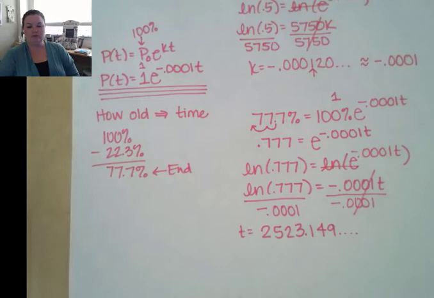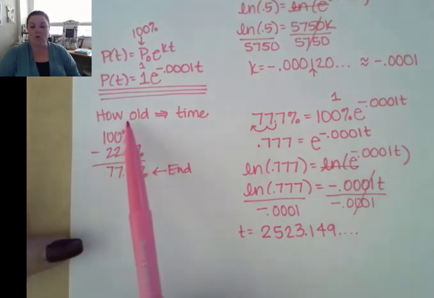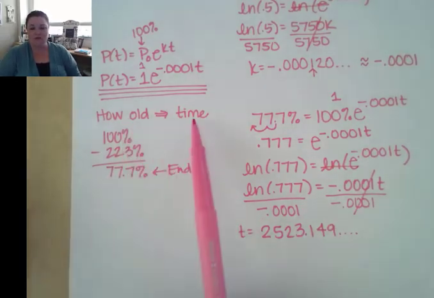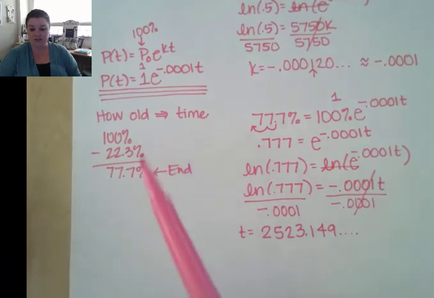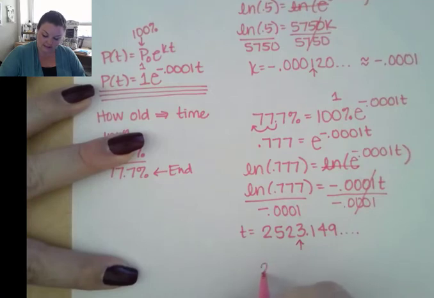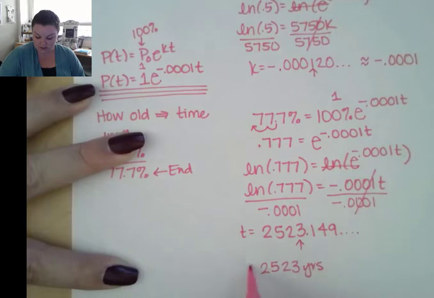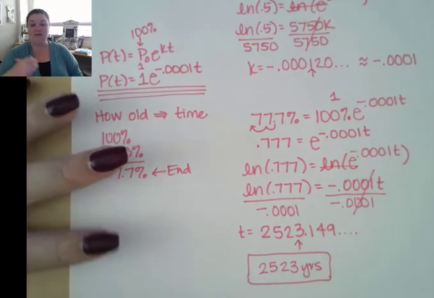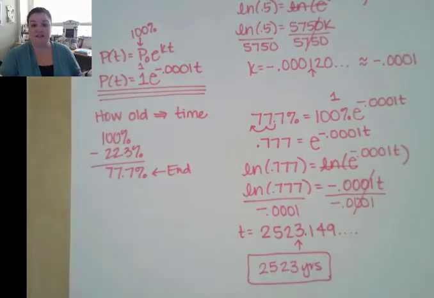Okay. So remember, we were wondering how old this linen wrapping is, which means we're solving for time, which is the number of years. So we're just going to round to the nearest year here and say that it takes about 2,523 years for that carbon-14 to have decayed from 100% down to 77.7%, which means that that's about how old the linen wrapping of this Dead Sea Scroll actually is.